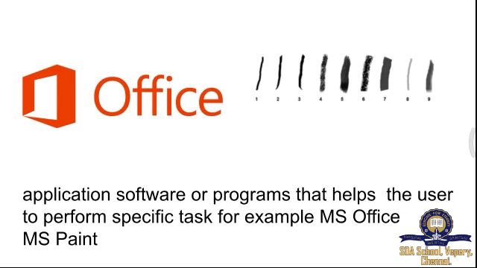Application software are programs that help the user to perform specific tasks, for example MS Office and MS Paint. With MS Office you can create documents, Excels and many more things. You can create PowerPoint presentations like I did now. You are seeing a PowerPoint presentation only now.